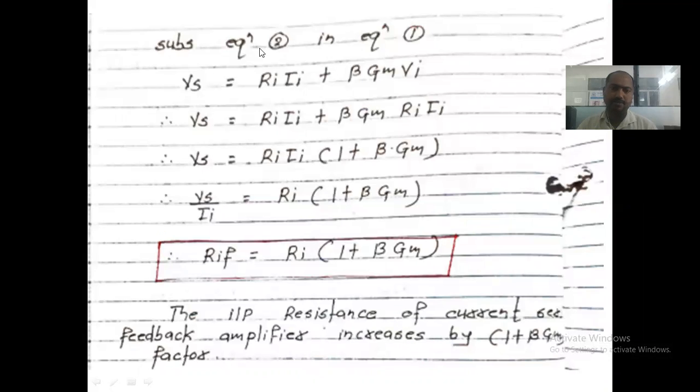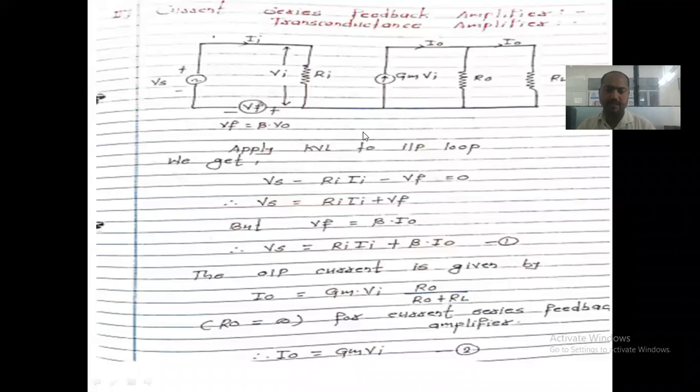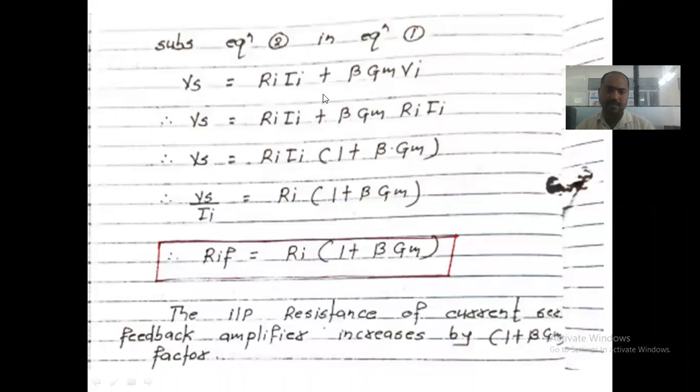See, substitute equation 2 in equation 1. This is your equation 1. So in that equation, I0 is coming here. So Vs equal to Ri into Ii plus beta Gm into Vi, because for the I0 we have written Gm into Vi. See here, Vs equal to Ri into Ii plus beta into Gm into Vi. Okay, now see, Vs equal to Ri into Ii plus beta into Gm.